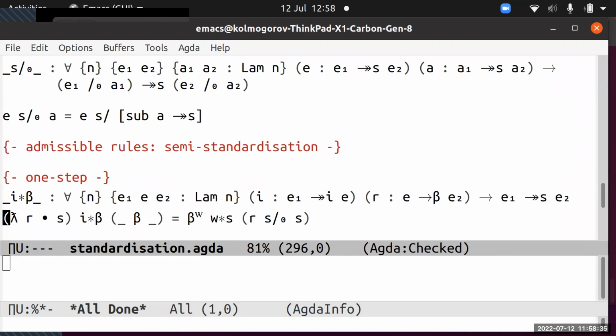That's standardization of one step of beta. And you scratch your head and you think, oh, property D. Oh, how is it proved? It is proved by pattern matching. There is only one possible form of this composition of reduction, and its pieces can be put together to make a standard reduction. And with that, we are done.